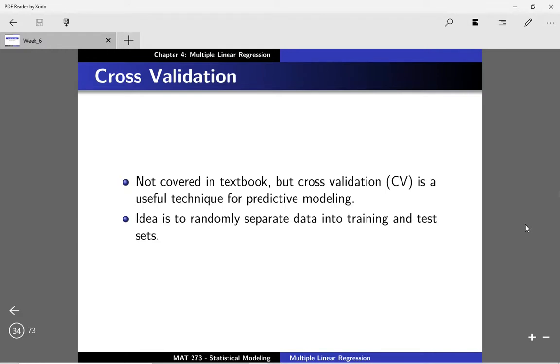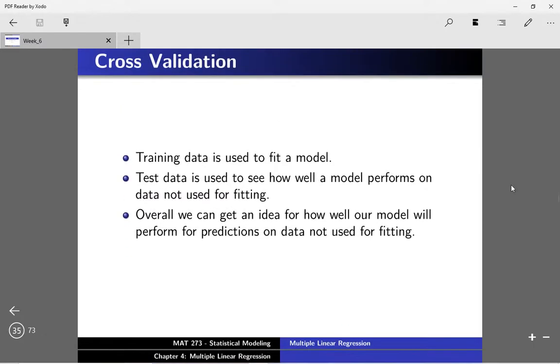So this is not discussed in the textbook. It's a little bit of a more advanced technique, I guess, in a way, but I think the idea is fairly straightforward, and hopefully you have a clear picture of it after I talk about it here for a bit. So the main idea is that we use a portion of the data that we have to fit our model, and then the other part of the data to test or evaluate how well our model is doing.